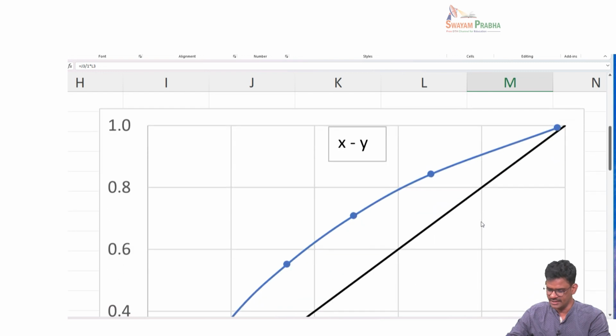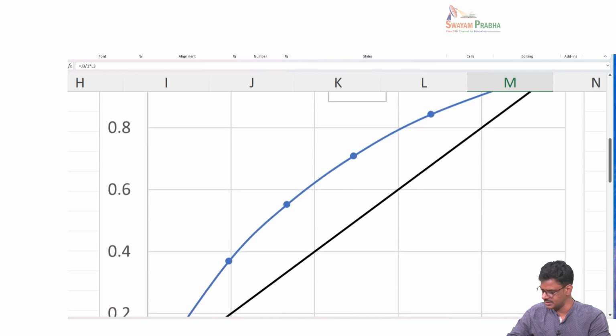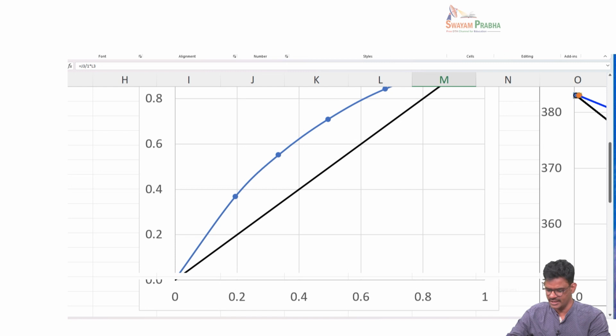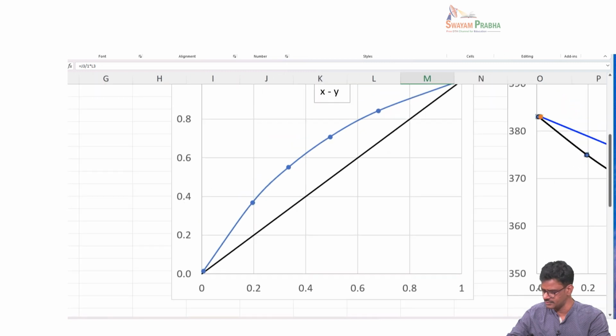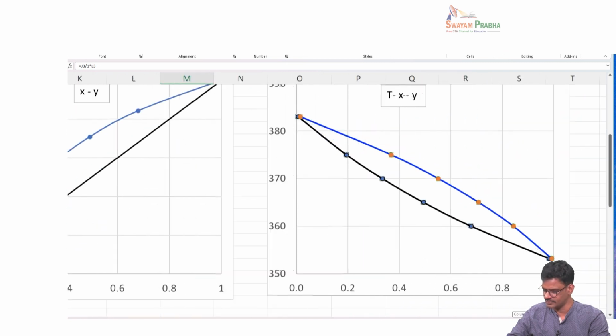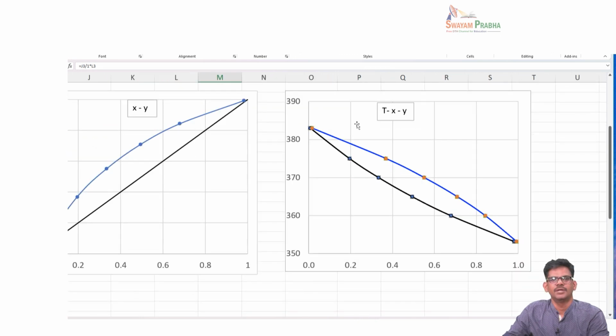So then what I have done here is I have made two plots. See here, you can plot T versus Y, that will be the blue curve, and you can plot T versus X, that is the black curve. You can see that it ranges from the boiling point of toluene all the way to the boiling point of benzene, and in between there is a range of temperatures in which the two phases will be in equilibrium. Okay, so the TXY diagram.